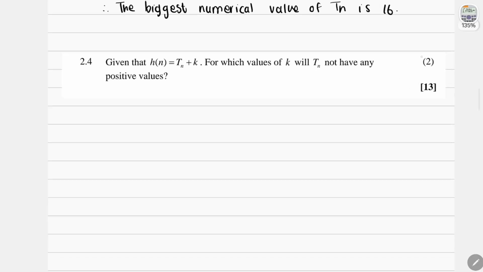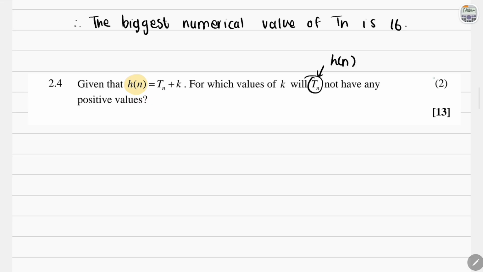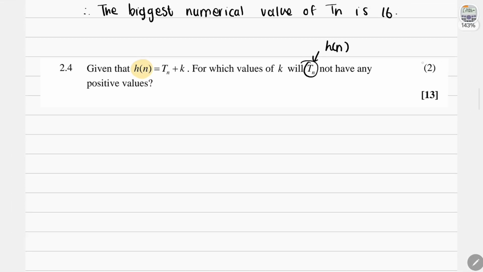Question 2.4 says, given h of n is equal to Tn plus k, okay, so a new graph, h of n equals Tn plus k, for which values of k will Tn not have any positive values? I think they meant will h of n, because it wouldn't make sense for it to be Tn, since Tn is the one that is being manipulated. So for which values of k will this new graph not have any positive values, since the new graph is created by shifting Tn either up or down?